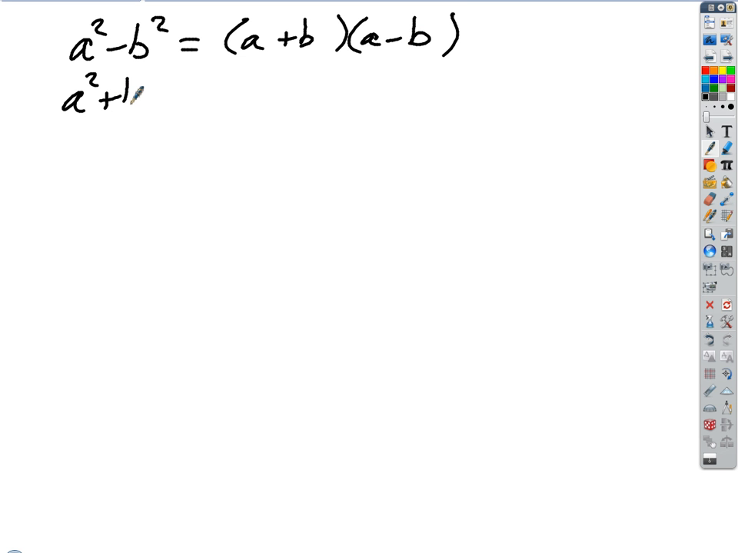How about this one? A squared plus B squared. What's that? Remember this one? A plus B times A plus B? Wait, that one doesn't do it, does it? It doesn't factor, right?